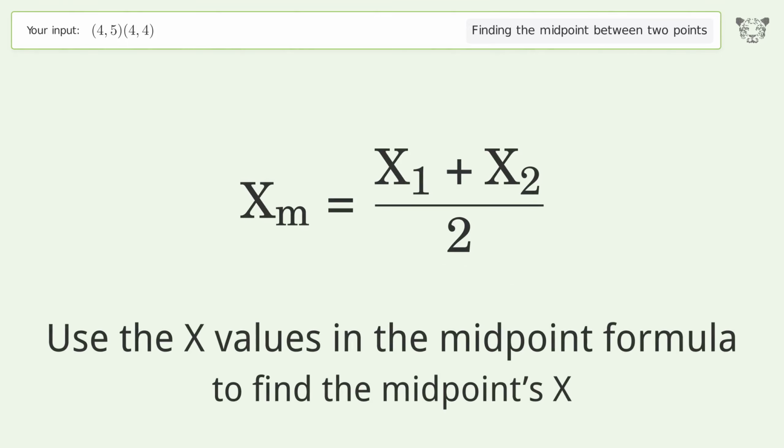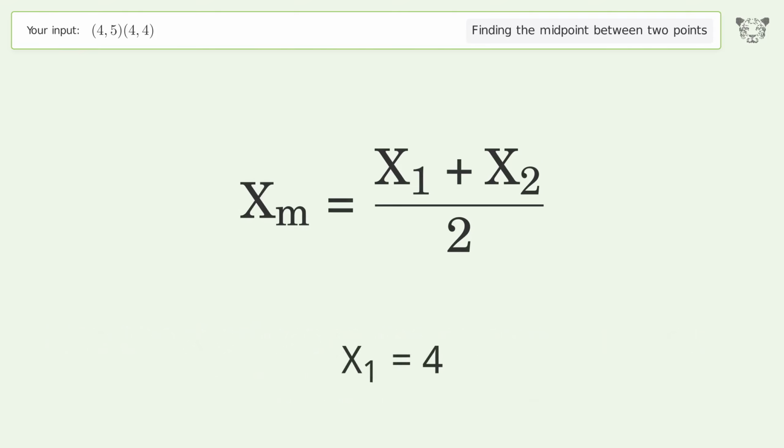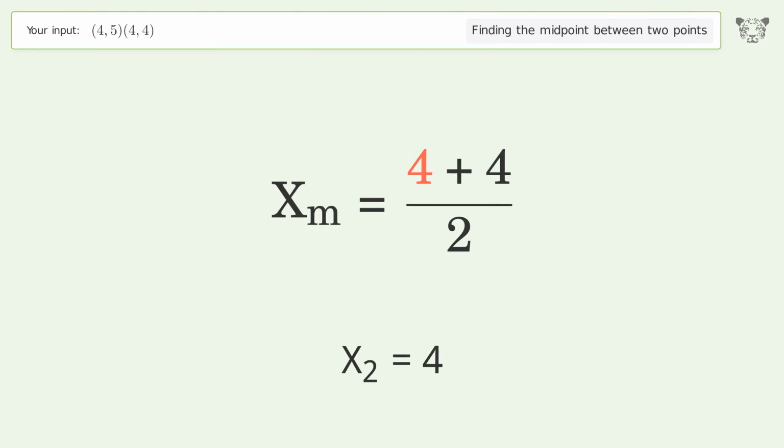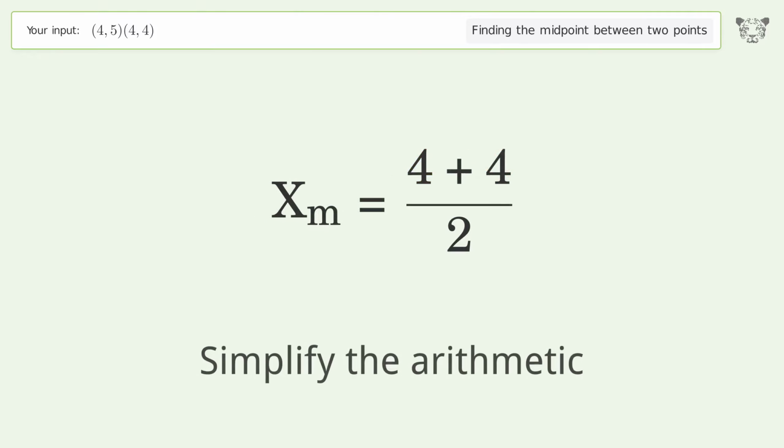Use the x values in the midpoint formula to find the midpoints x. x1 equals 4. x2 equals 4. Simplify the arithmetic.